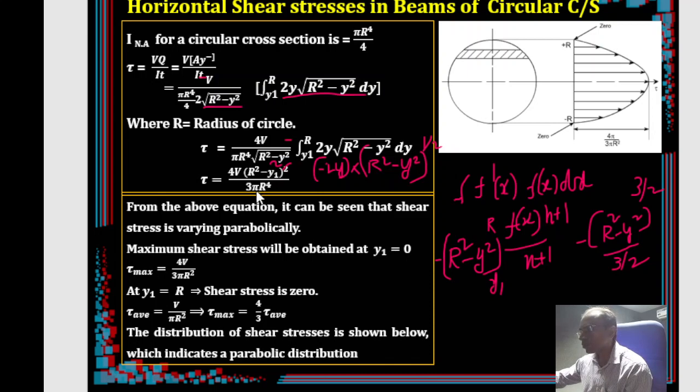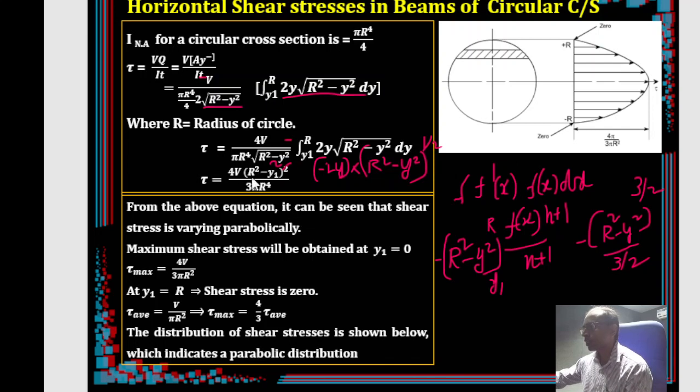Then we have got the other term, pi r to the power 4, right? So if you simplify, finally you will be getting this kind of form, 4v into r square minus y1 square by 3 pi r to the power 4. Okay, so now this is the equation to evaluate the shear stress at any location along the depth, right?